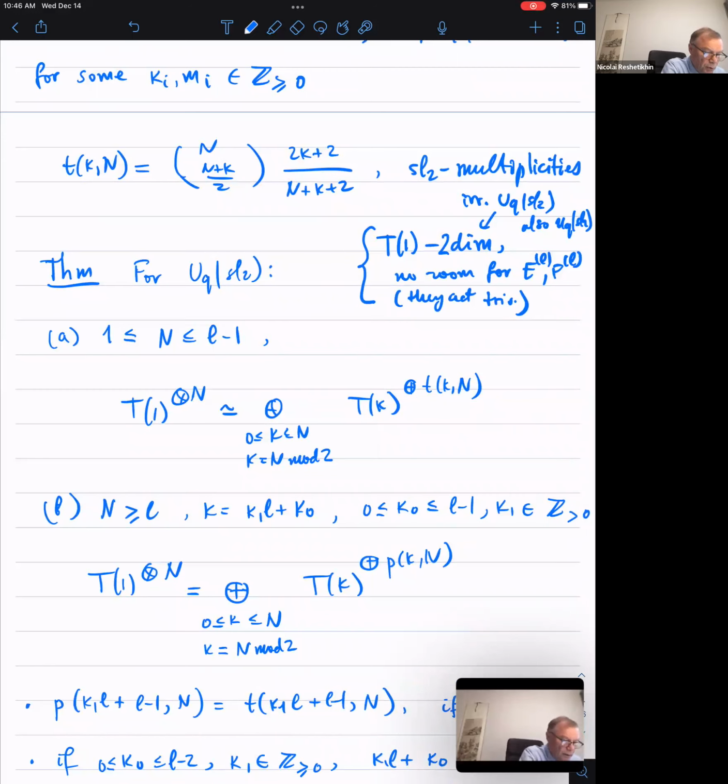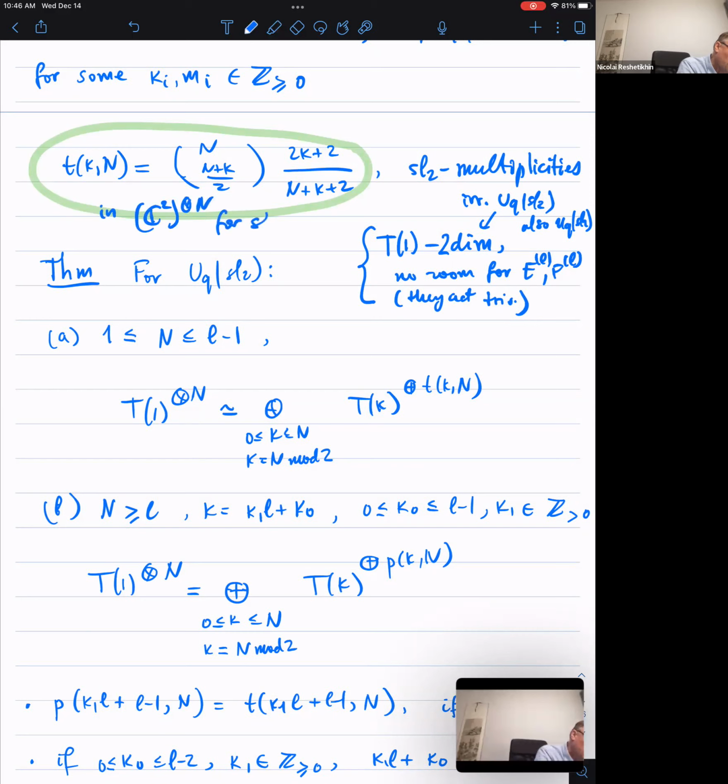We will look at the tensor powers of this two-dimensional representation. Remember, I started with this in the last talk. So we looked at the tensor powers of the two-dimensional representation of SL2, and these were the multiplicities of irreducible subrepresentations in C^2 to the n for SL2. So I'll use these notations here.